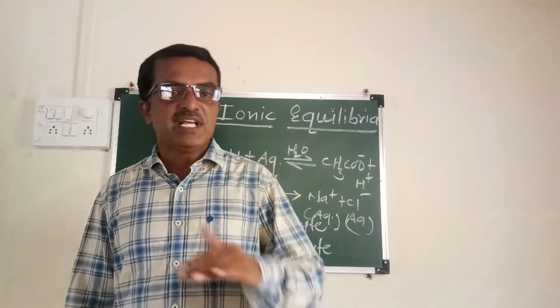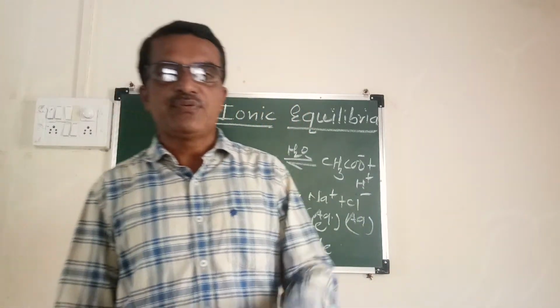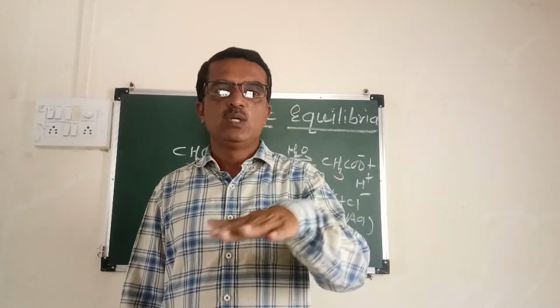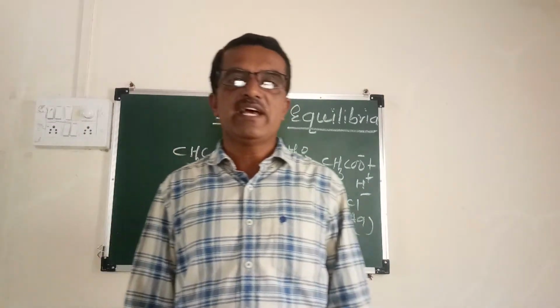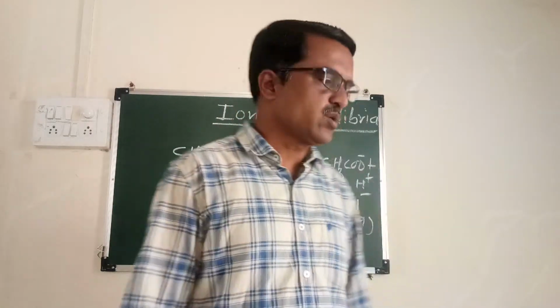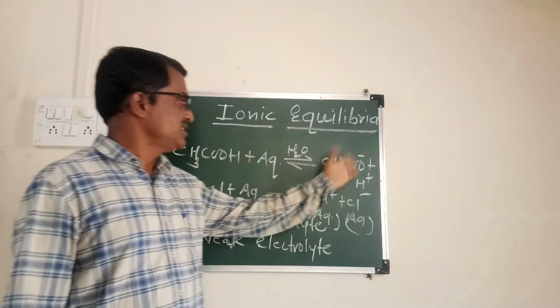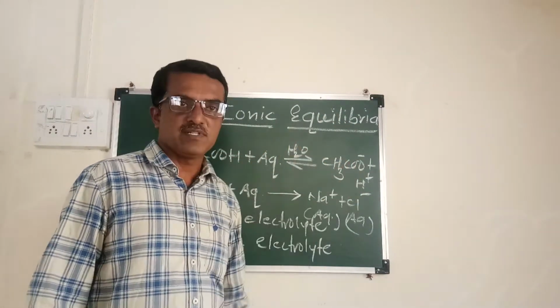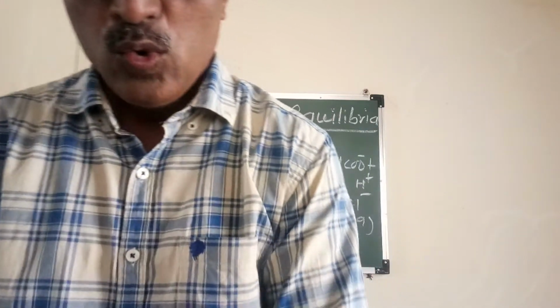Weak electrolytes are the electrolytes which, when dissolved in water, ionize only to a small extent. That is known as the weak electrolyte. The example for weak electrolyte is again acetic acid. When it is dissolved in water, it gives acetate and H plus ions. This is a weak acid.